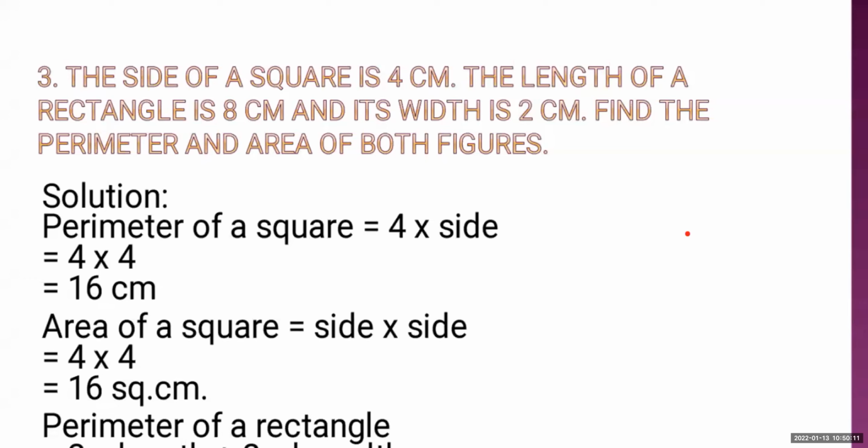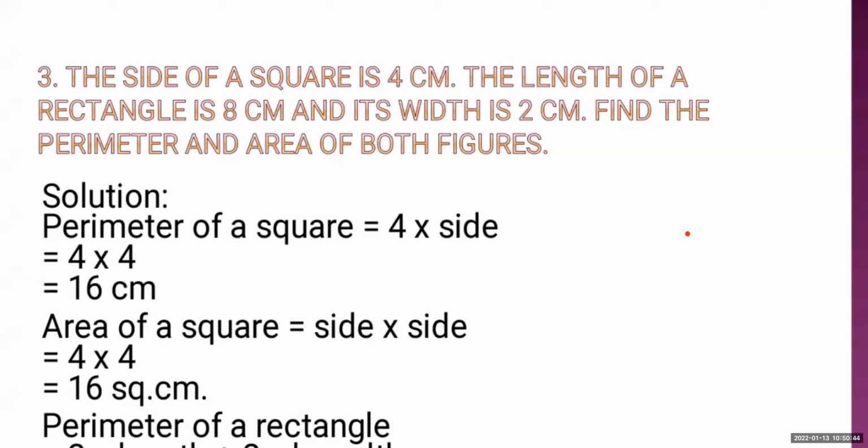Now side of a square, square का side दिया है 4 centimeter. The length of a rectangle is 8 centimeter and its width is 2 centimeter. Length कितना बोला है? 8 centimeter और width कितना बोला है? 2 centimeter. Find the perimeter and the area of both figure. Now here in this question they told us to find out area as well as the perimeter of both the figure. Means both the figure here it is square as well as rectangle.